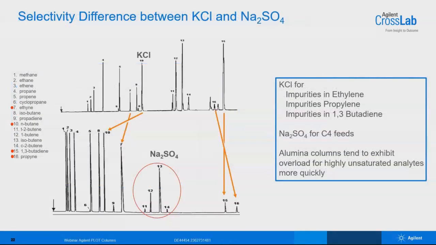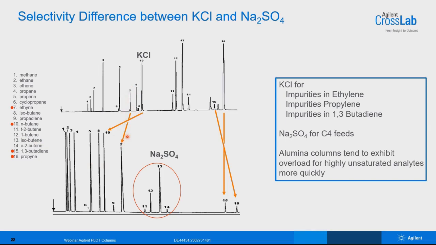What's the difference between a potassium chloride and a sodium sulfate deactivation? This comparison chromatogram illustrates what's happening. Generally speaking, the sodium sulfate version provides more retention for unsaturated hydrocarbons, and that results in selectivity differences and an alternative elution profile. A good example is how acetylene switches position, in front of isobutane and normal butane on potassium chloride, to behind them on sodium sulfate.